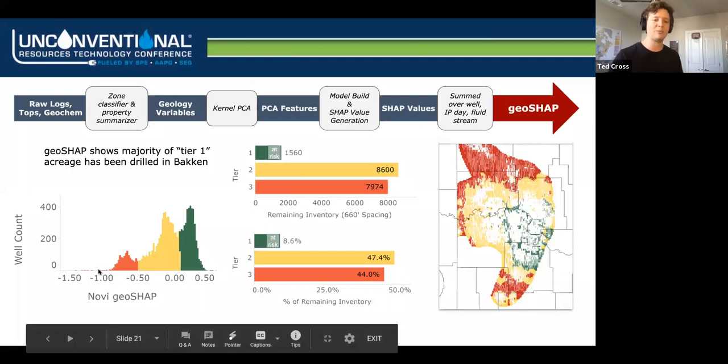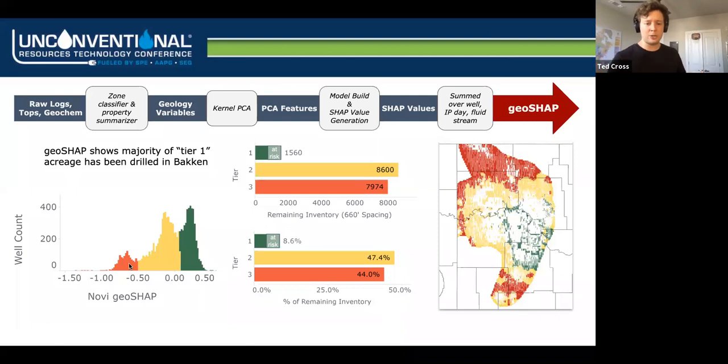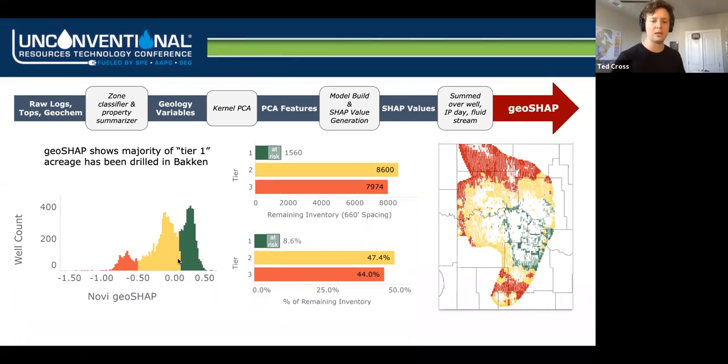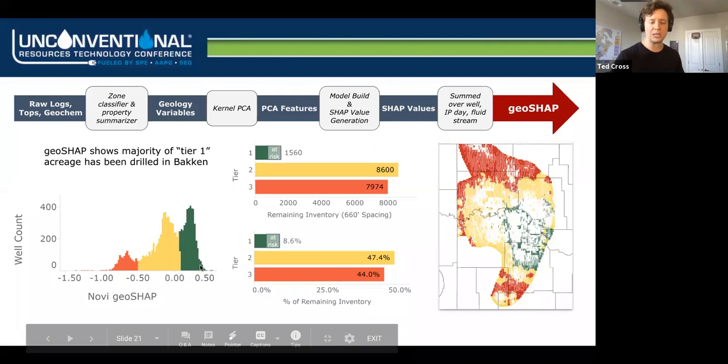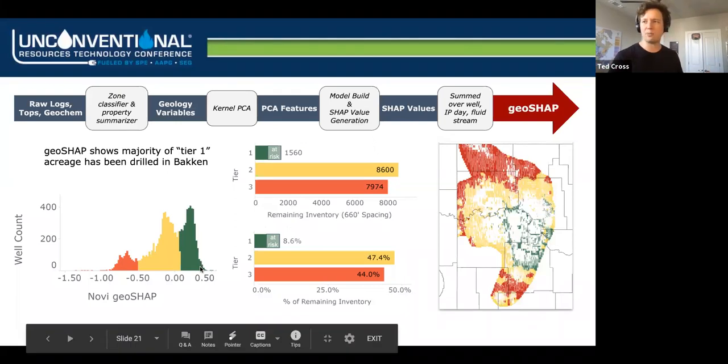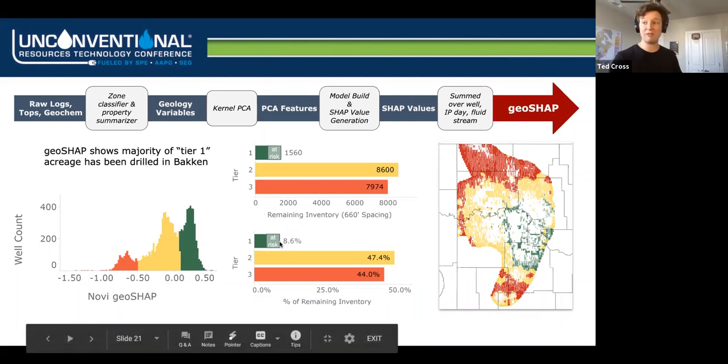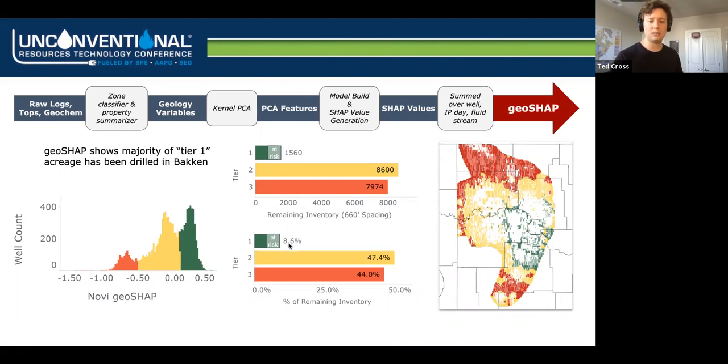And of all the wells that have been drilled so far, this is just a histogram of those across different bins of GeoSHAP. Not very many of them have been drilled in tier 3 acreage. Maybe 40 to 50% have been drilled in tier 2 acreage, and some 30, 40% in tier 1 acreage. However, if you look at the remaining inventory, really less than 9% is in tier 1 acreage.